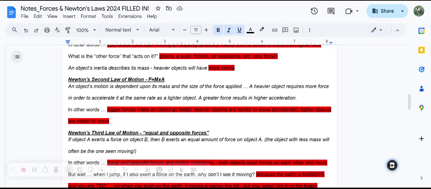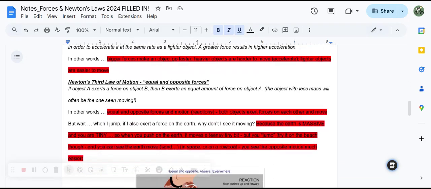And you can actually calculate how much force would be required to move an object of a certain mass at a certain rate of acceleration, right? You could start plugging in numbers and doing math here and solving. If you knew how big the push was and you knew how quickly it was accelerating, you could calculate for the mass and vice versa.